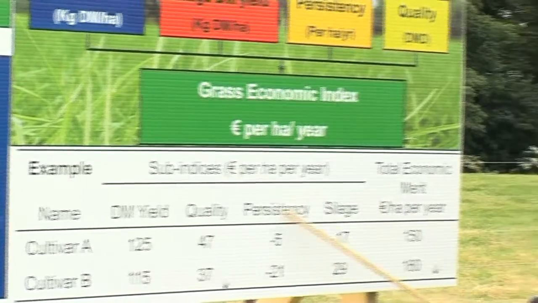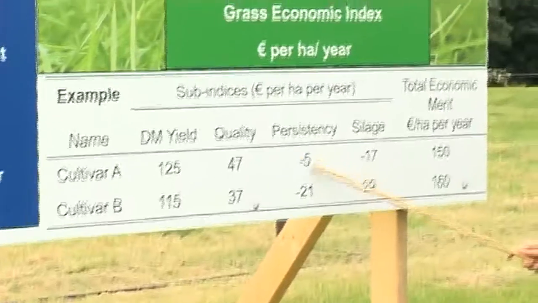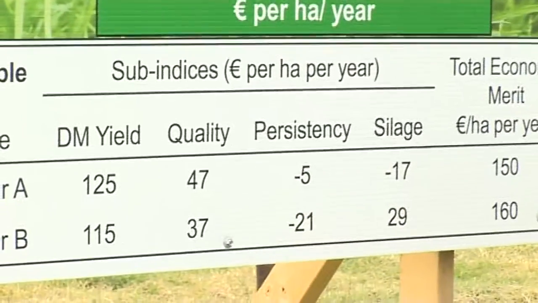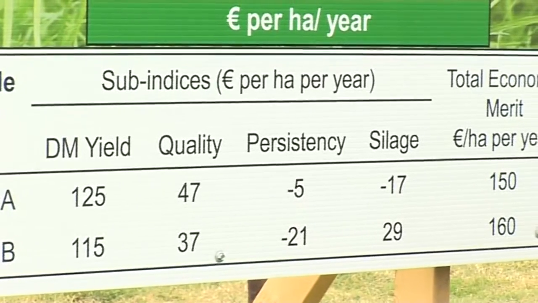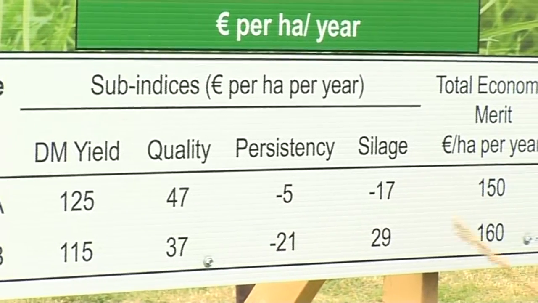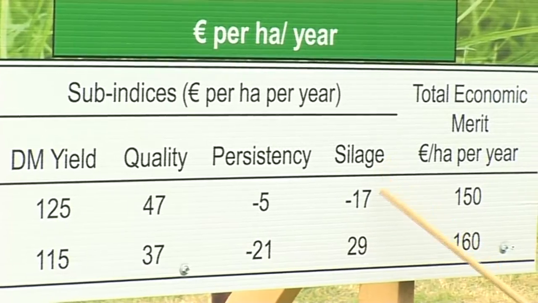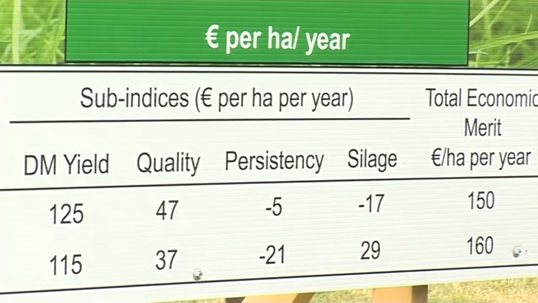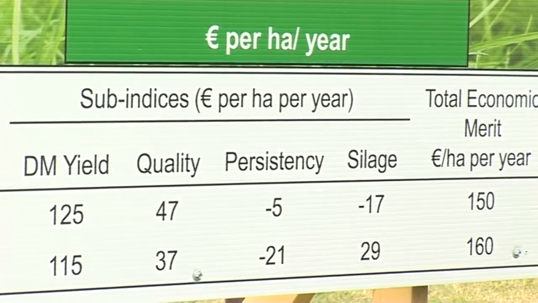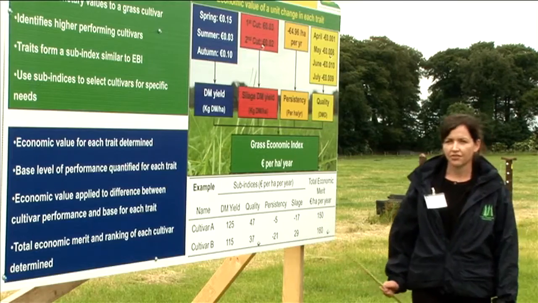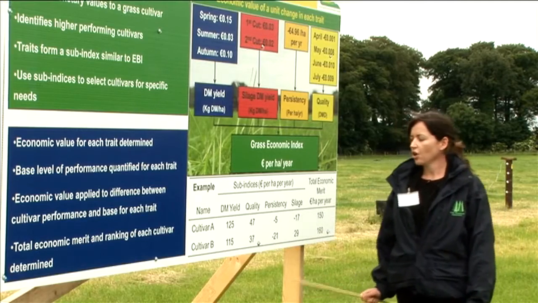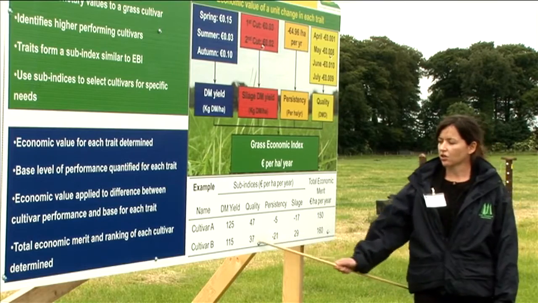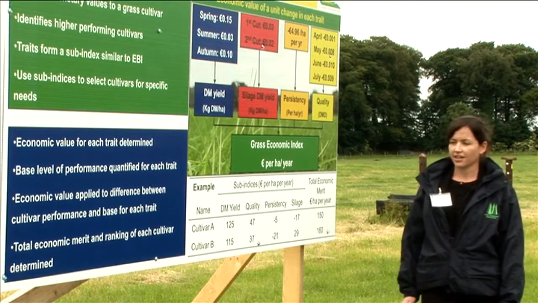And you can see we have negatives here on persistency. So both cultivars are slightly worse than the average in terms of persistency, with B falling down more so than cultivar A in this particular trait. And then again, if we look at silage, cultivar A is minus 17 euros per hectare per year for silage. Cultivar B is plus 29 euros per hectare per year for silage. So if we're identifying cultivars first say for a silage scenario, we increase the focus we're placing on silage, and therefore we're more likely to select cultivar B compared to cultivar A in this scenario.